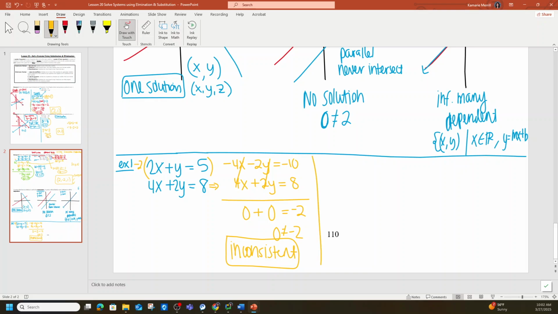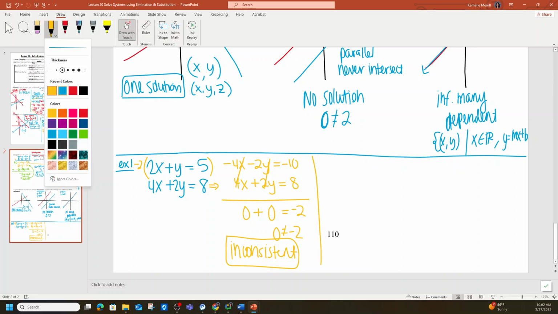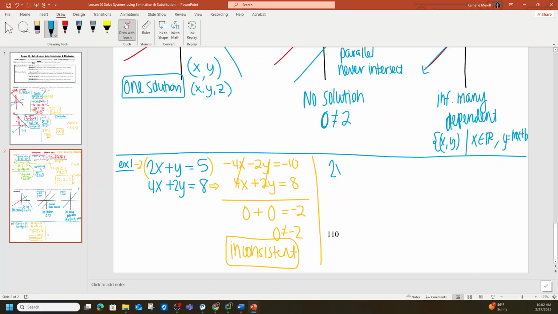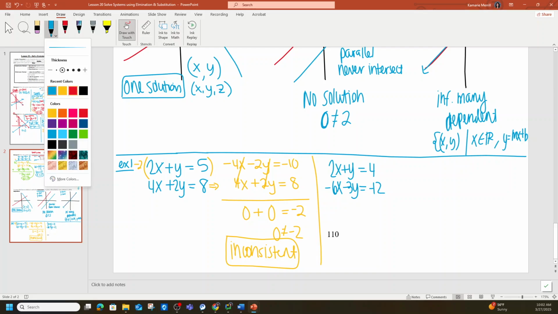Okay? But let me show you a different setup. What would happen on this one? We would say 2x plus y equals 4. And then I want to do -6x minus 3y is equal to -12. And if you guys aren't looking for it, you'll overlook it. But can anybody see it right now?